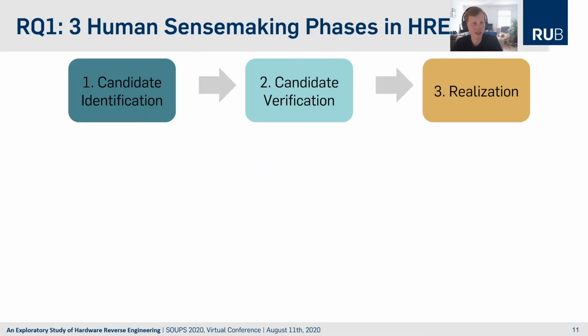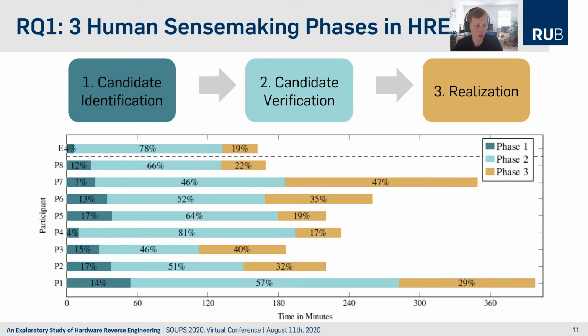So let's come to the results. We could indeed identify 3 subsequent phases of sense-making in HRE. First, our participants identified relevant components before they verified that they indeed found the right netlist components. Then in the third step, they realized their goal, which was in this case to remove an IP protection mechanism. Here we can see the progress of all our participants, who spent most time in the second phase, the candidate verification phase, as we can see in this figure.